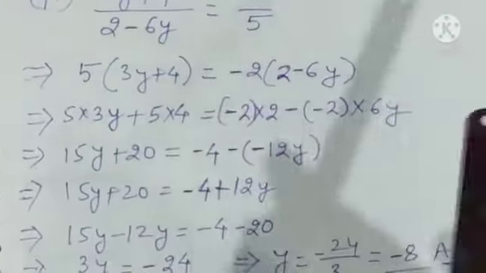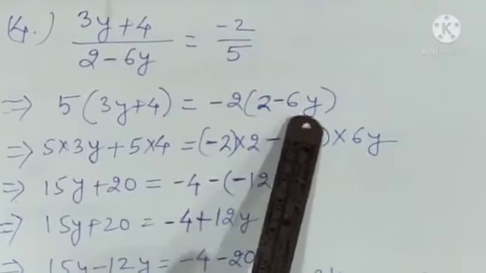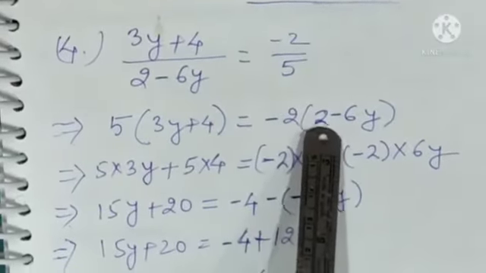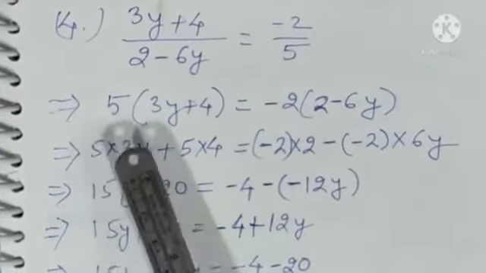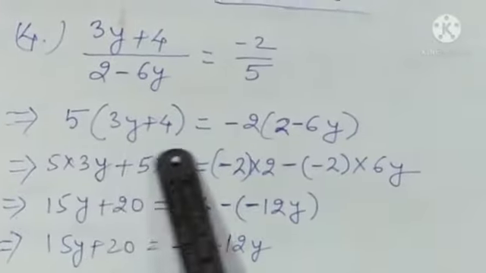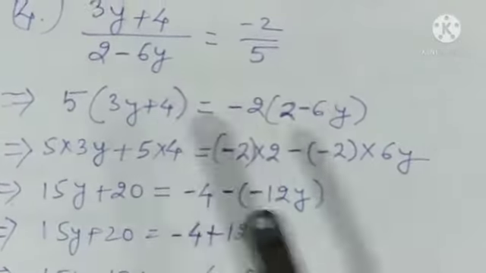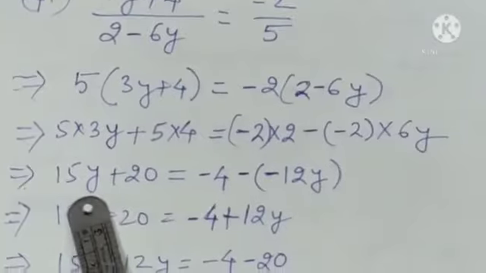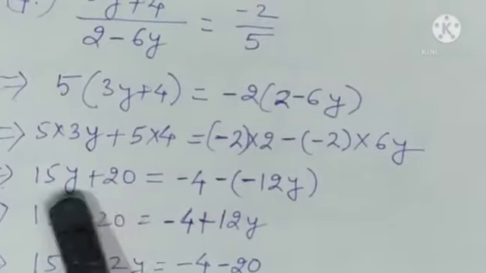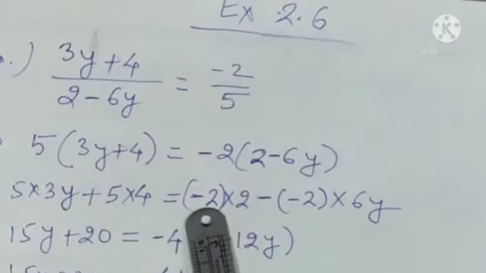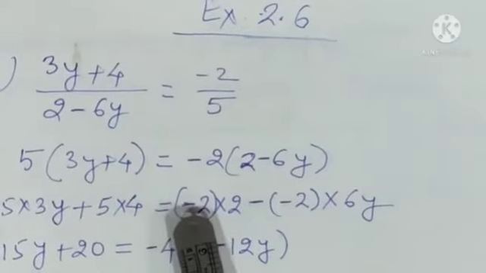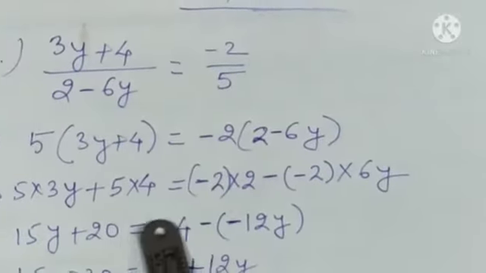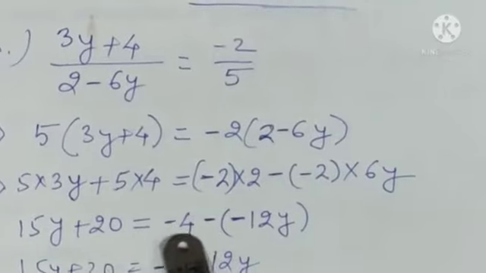Now this is one law. I think you know it. What is the name of that law? This is the distributive law, where you multiply the common term to the quantity in the bracket. Now the next step: 5 into 3 is 15y, 5 into 4 is 20. It is clear. Now here is −2, 2 twos are 4. Now what sign comes before that numerical term?